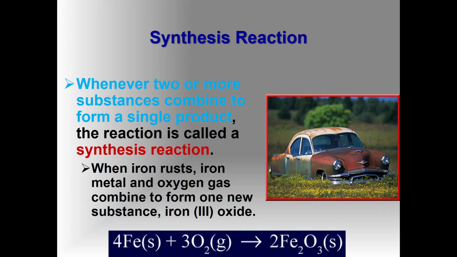And we see the balanced equation at the bottom. So 4 atoms of iron mixed with 3 molecules of oxygen to form 2 bits of rust. You'll also notice in parentheses S, G, and S. What do you think those mean? Solid and gas. We have a solid mixed with a gas, and we end up making another solid.